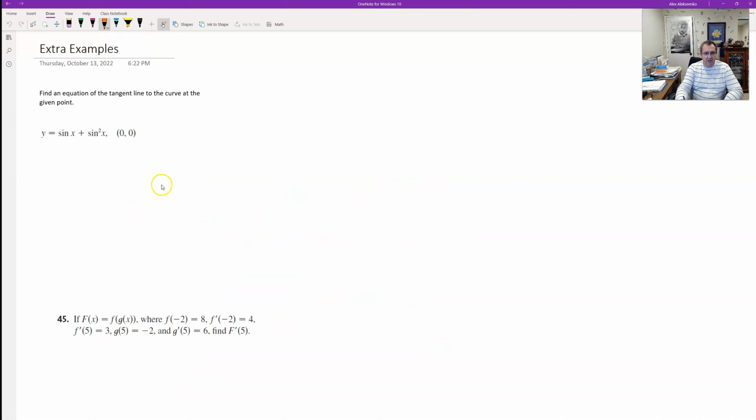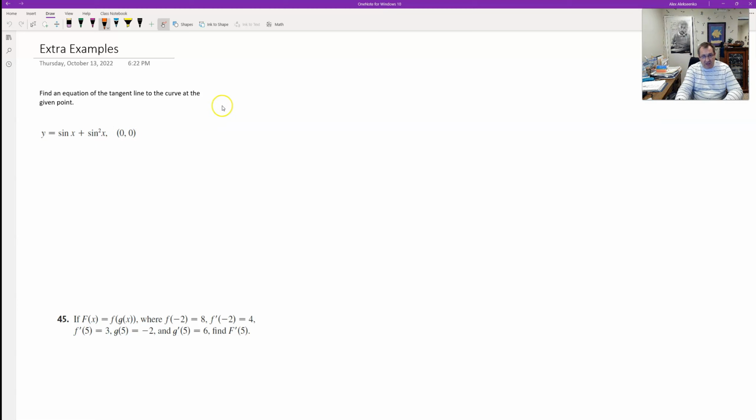And just in case, I would like to look at a couple more problems. So we have an example. Find an equation of the tangent line to the curve at the given point. So we have a function, sine x plus sine squared x, and we would like to find the equation of the tangent line to this curve at the point (0, 0).